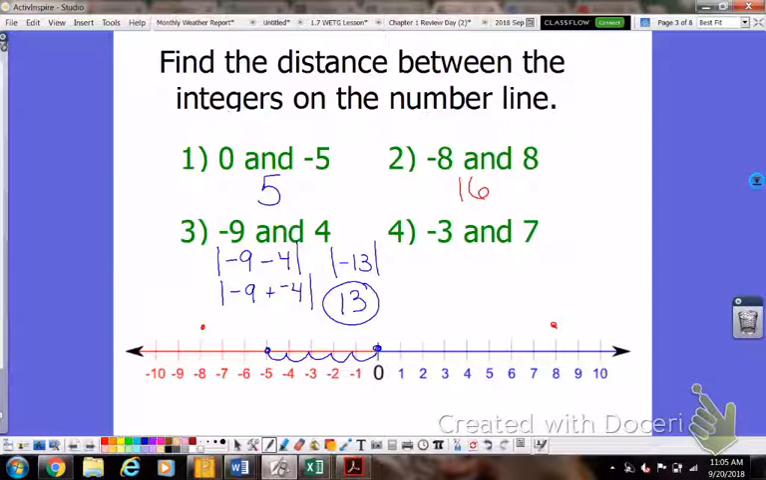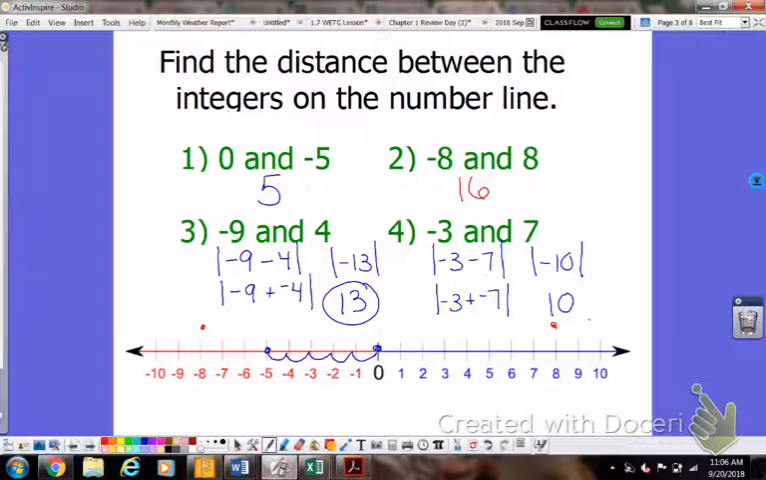Okay, and number 4, the distance between negative 3 and 7. If we think about this the same way, we have the absolute value of negative 3 minus 7. So the absolute value of negative 3 plus negative 7. Same idea as over here. They're both negative, so we can add them together. Negative 3 plus negative 7 gives us the absolute value of negative 10, which is 10.